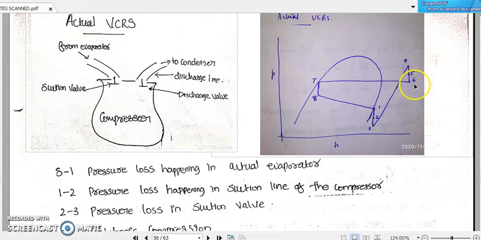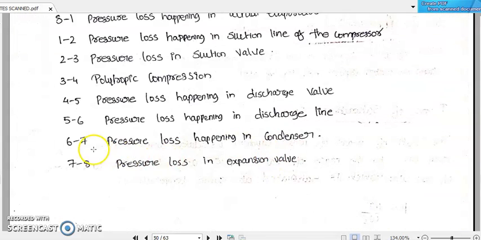Then followed by 6 to 7, that is our heat exchanger process. The heat exchanger also has some piping circuit where the refrigerant molecules may experience frictional effects. So there will be another pressure drop happening when the refrigerant is flowing through the heat exchanger. So 6 to 7 represents the pressure loss happening when the refrigerant is flowing through the heat exchanger or the condenser. 6 to 7 is the pressure loss happening in the condenser.